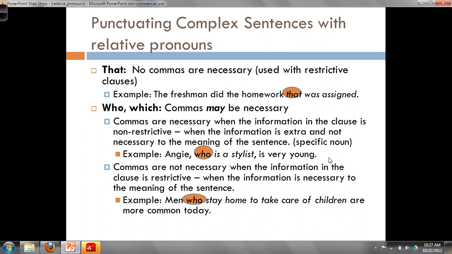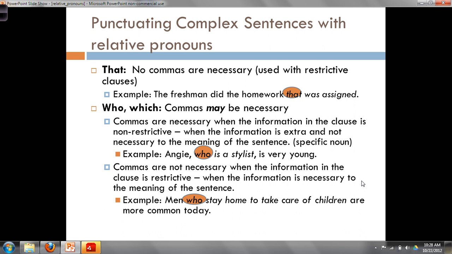So here is an example. Angie, who is a stylist, is very young. Who is a stylist is our dependent clause, and who is referring to Angie. Angie is a specific noun, a proper noun. We have the person's name. So this information, the fact that she's a stylist, is extra information. That means that we do need to use commas to separate out that dependent clause. So we have a comma before the beginning of the dependent clause and a comma at the end of the dependent clause.